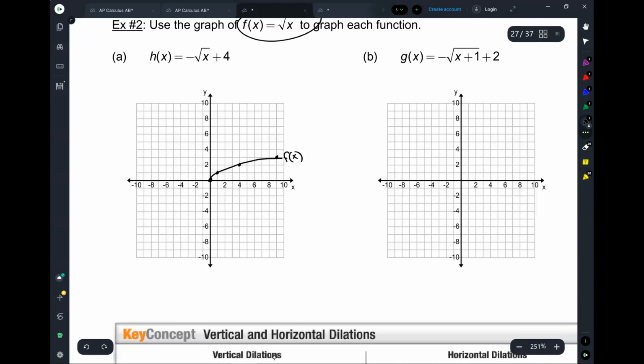When you have more than one function graphed on the same set of axes, label your functions. This is the professional, elegant way of doing it. Now, negative root x plus 4. What transformations do you see? Vertical shift. Vertical translation or shift, I'll take both. Vertical translation up 4 units.